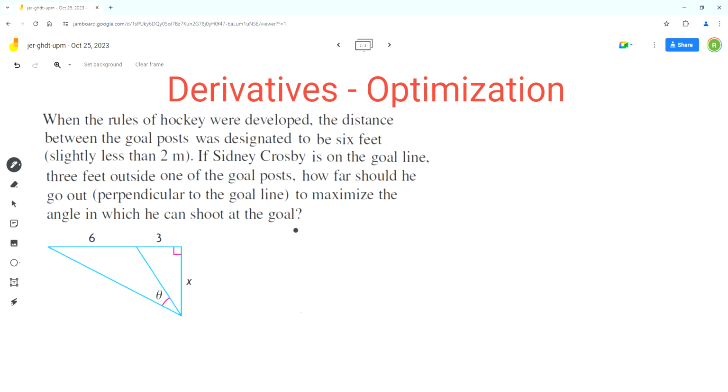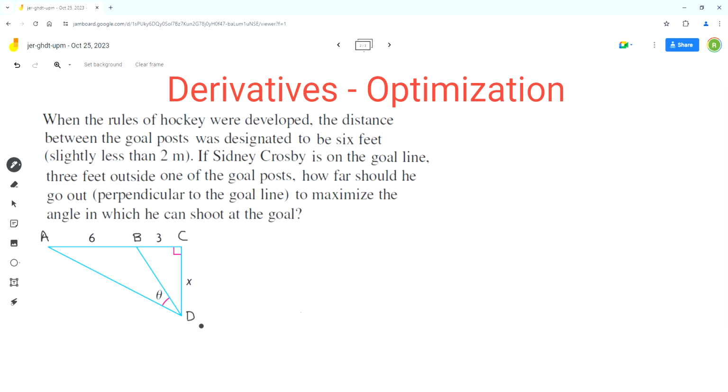So the first step is to understand the given diagram in the context of the situation described in the problem. Let's label the corner points in this diagram. Points A and B represent the goalposts. Line segment BC represents the goal line and point C represents Sidney's position 3 feet outside one of the goalposts. Now we have to find the value of x that will maximize theta.